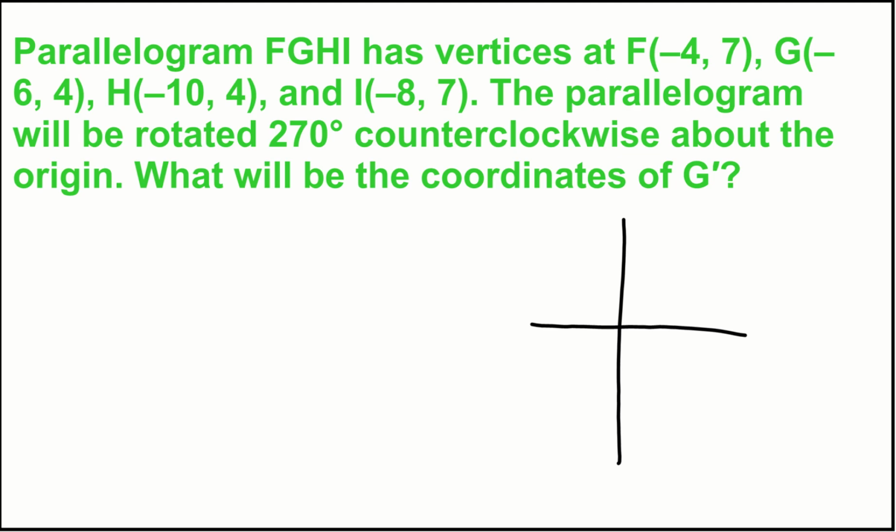All right, so G, negative positive. Negative positive means G is starting up here on the top left. Negative X's are to the left, positive Y's are to the top, so we're starting off top left. 270 is 3 turns, and we're going counterclockwise. So we got 1, 2, 3. That's putting us with G prime in quadrant 1.